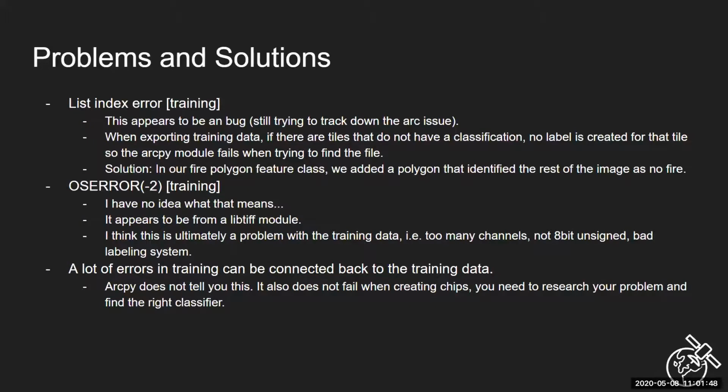Yeah. So a lot of the errors can be connected back to training data. If the training data is not perfectly set up, it's not going to run on the model. So you need to research what your problem is and what kind of labeling schema you want to use. And then it's going to work nicely on the model, but it's not going to tell you if your training data is kind of bad.